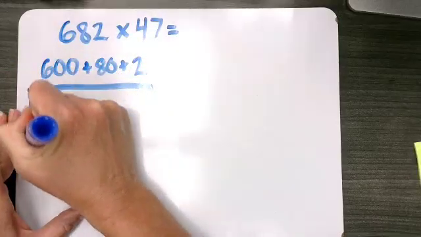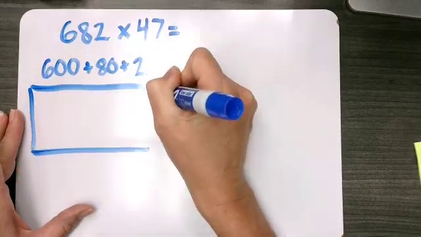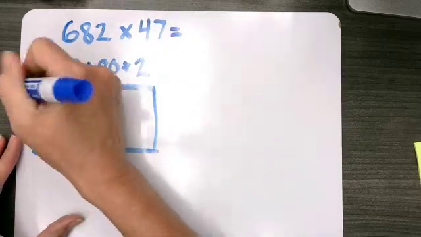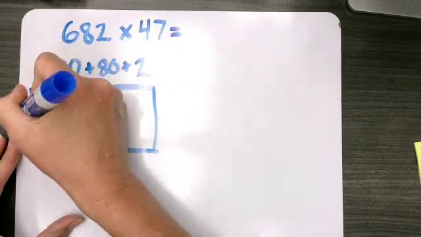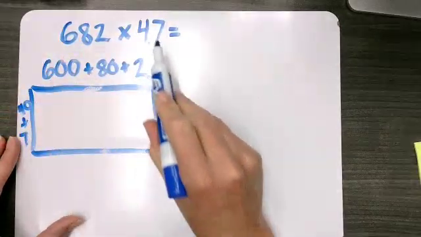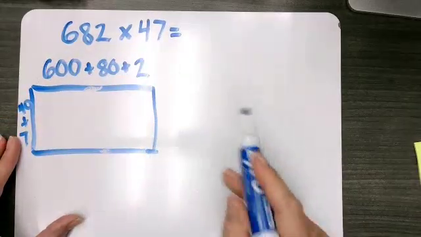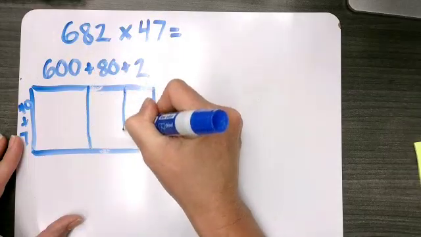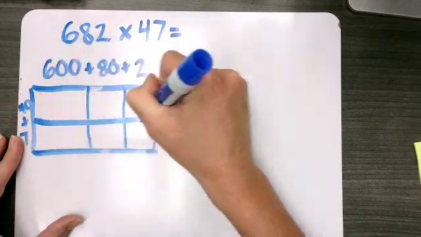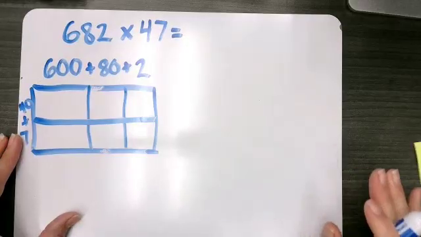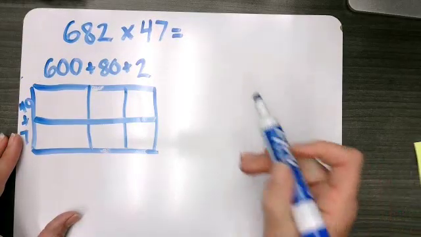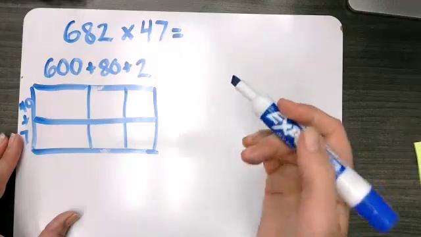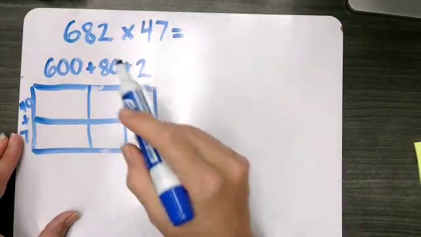And it's called an area model because we're going to find the area of a rectangle. So our other side length would be 40 plus 7. Again, just decomposing it by its place value. And the area model helps us see the partial products for multiplication. So you may have heard this as a partial product method or the area model.